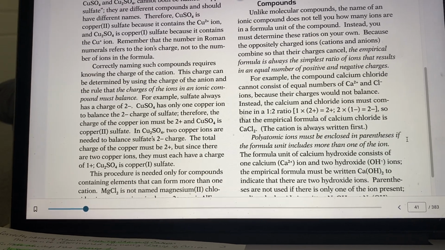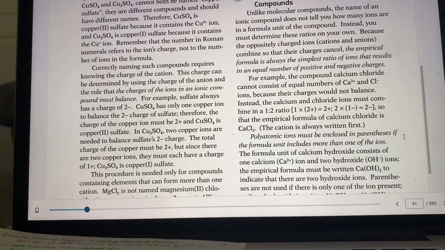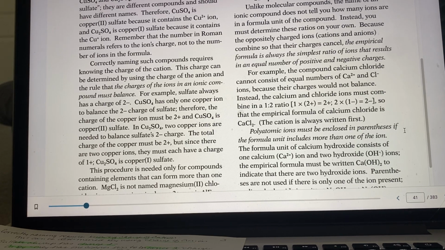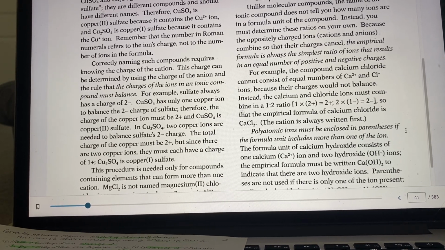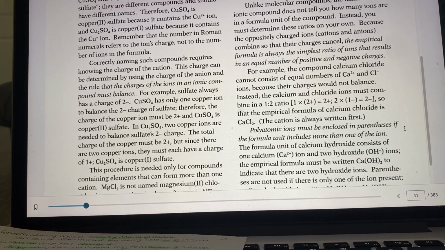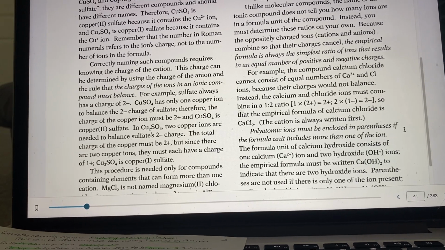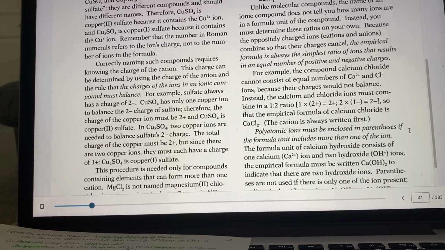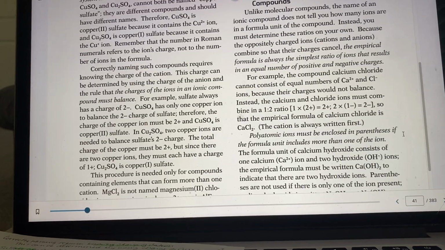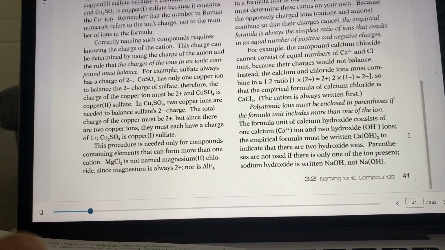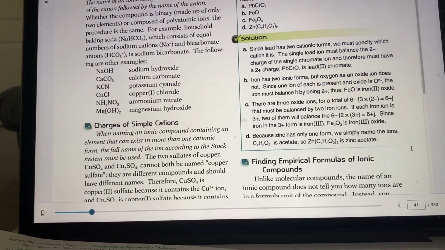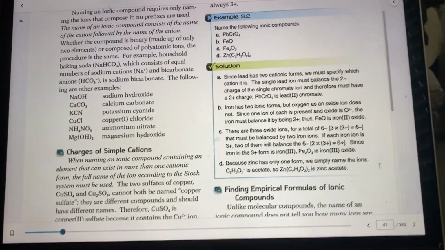So we can figure out the charge sometimes by which ion is combining with it. And that's what we're going to need to know. So I'm going to do some examples of that so we know. Same thing with magnesium. So you have to know. So here, this is the example.